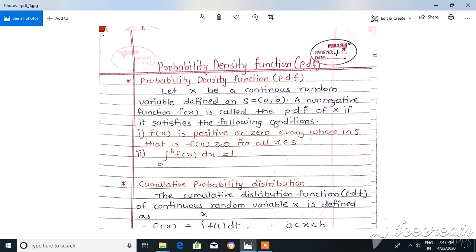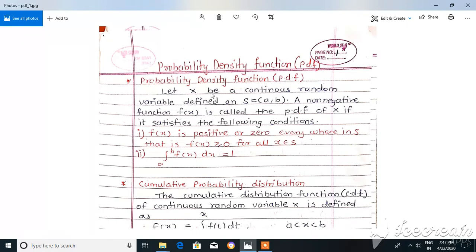The next part of probability distribution is the probability density function. This probability density function is related to a continuous random variable. Now I will tell you the definition of the probability density function.